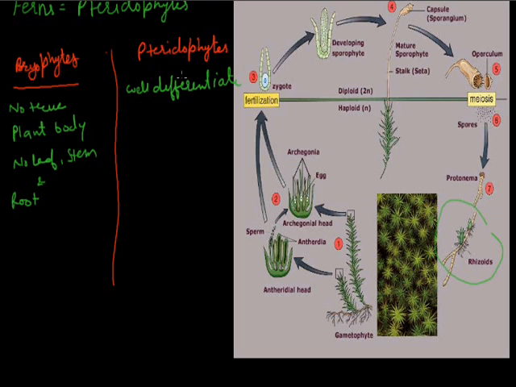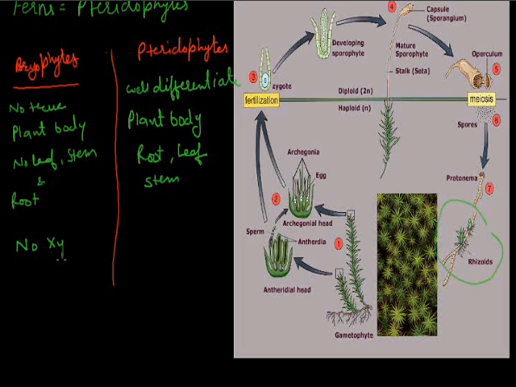Well differentiated plant body. It means they have well developed root, leaf and stem in their structure. Another important feature here: there is no xylem and phloem in the case of bryophytes. It means there is no conductive tissue. But pteridophytes have well developed xylem and phloem in their structure. It means xylem and phloem are present, so we call them the vascular cryptogams.